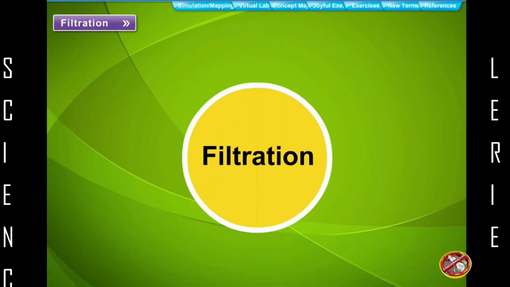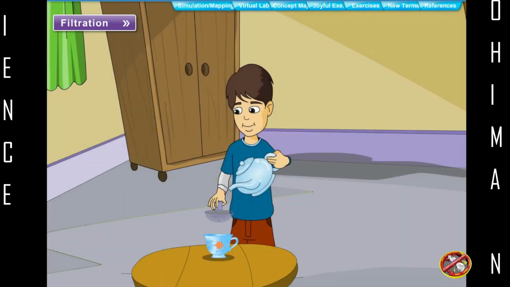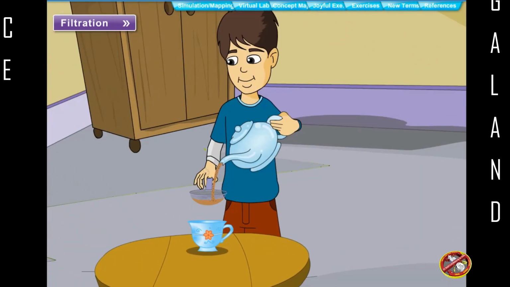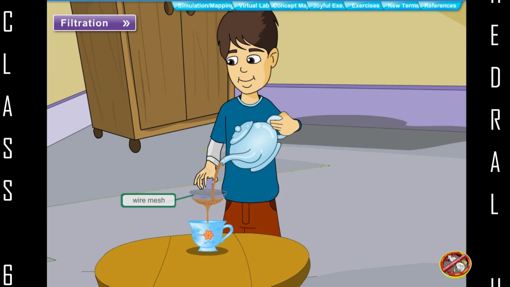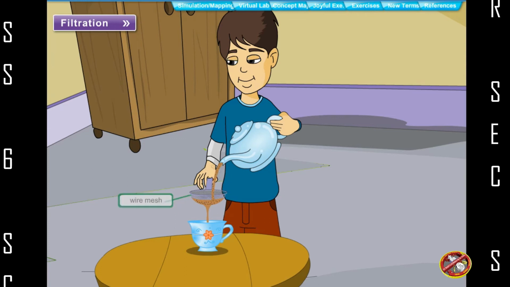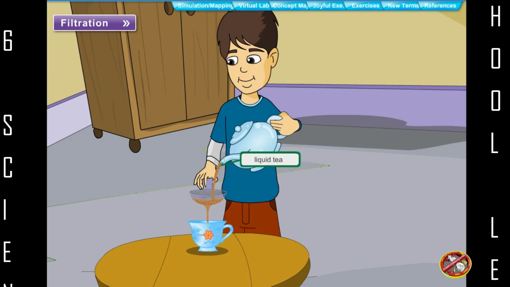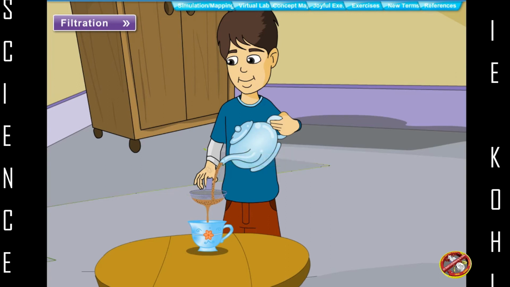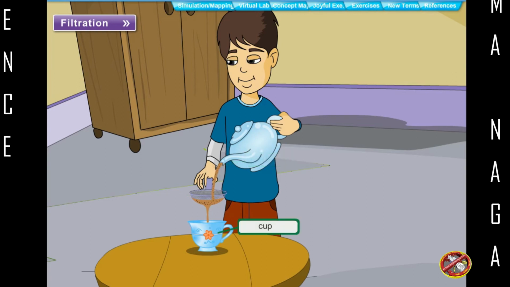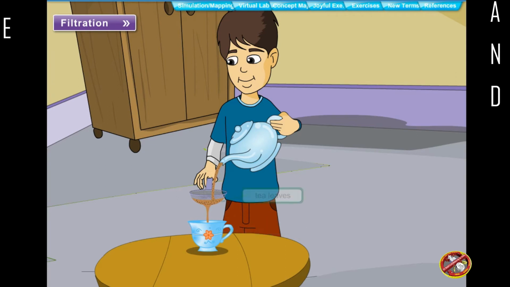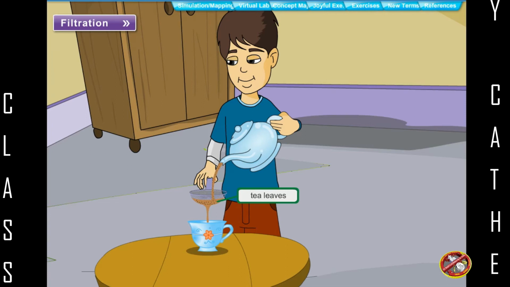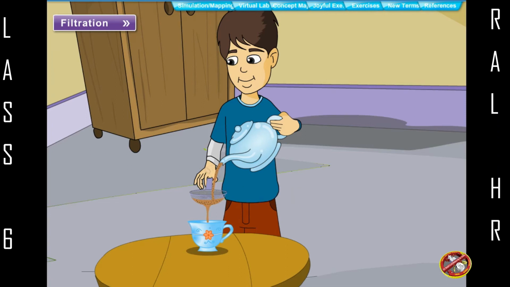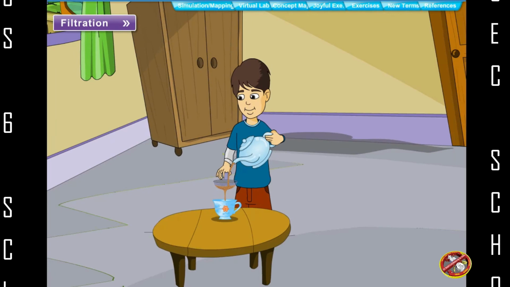Filtration. We have seen earlier that to separate used tea leaves from tea, we pour the prepared tea through the tea strainer. The tea strainer has a wire mesh in it that acts as a filter. The liquid tea passes through the small holes of the tea strainer and collects in the cup below. The used tea leaves, being bigger in size, do not pass through the tea strainer and are left on the tea strainer. This process is called filtration.